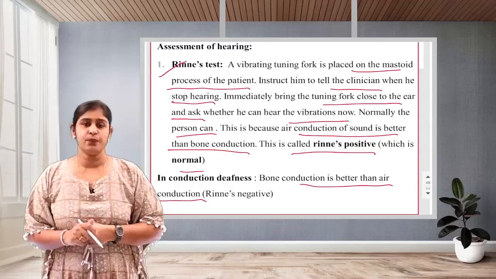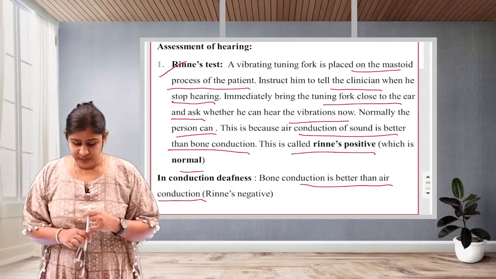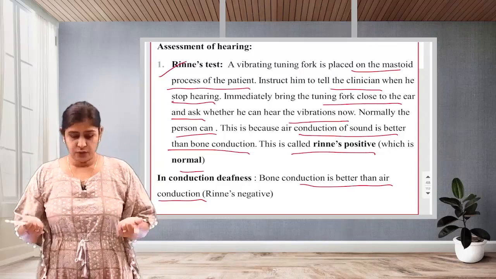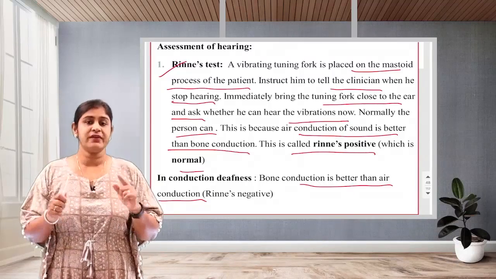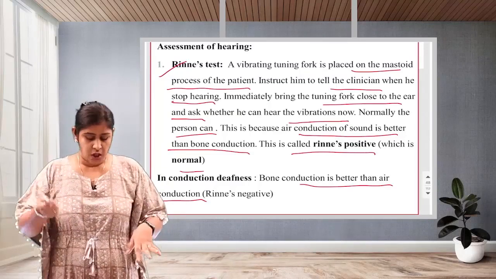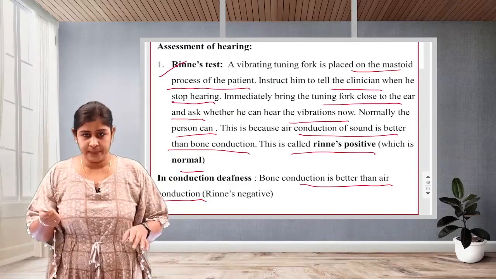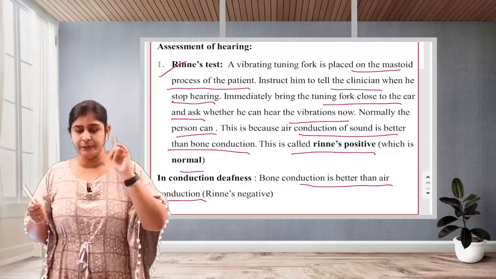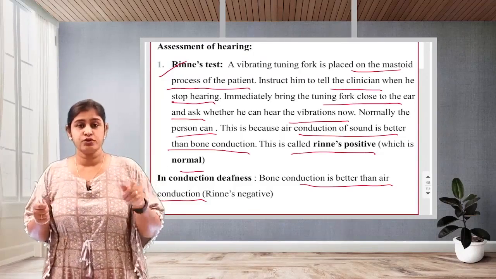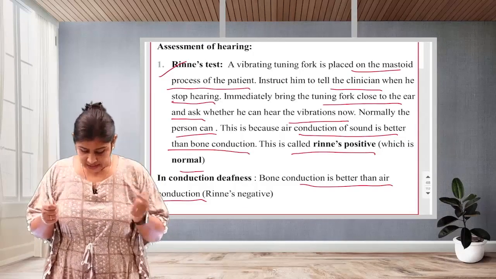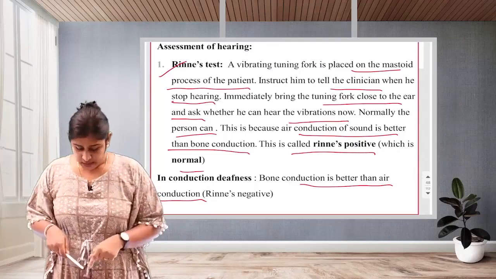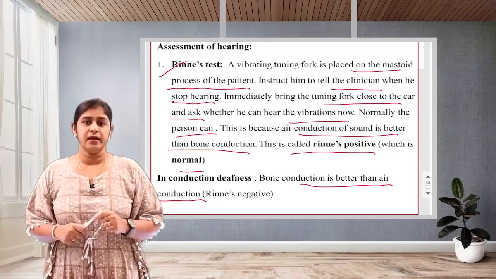So, in Rinne's test, a vibrating tuning fork is placed on the mastoid process of the patient, and you instruct him to tell the clinician when he stops hearing. Immediately you bring the vibrating tuning fork close to the ear and ask the patient whether he is able to hear the vibration. Normally the person can hear it, which we call Rinne's positive test. In case the person is not able to hear it, then it is Rinne's negative test, that is, bone conduction is better than air conduction.